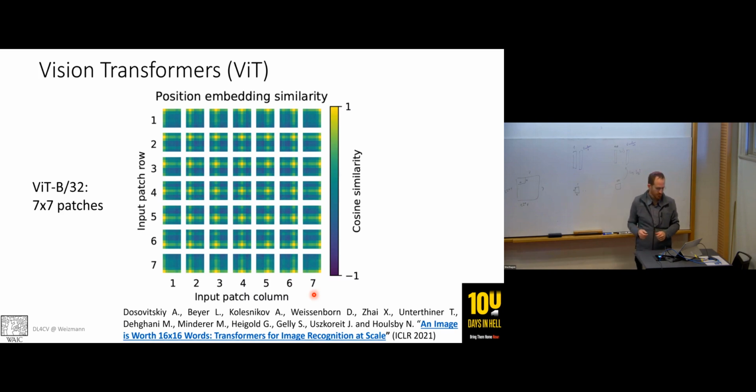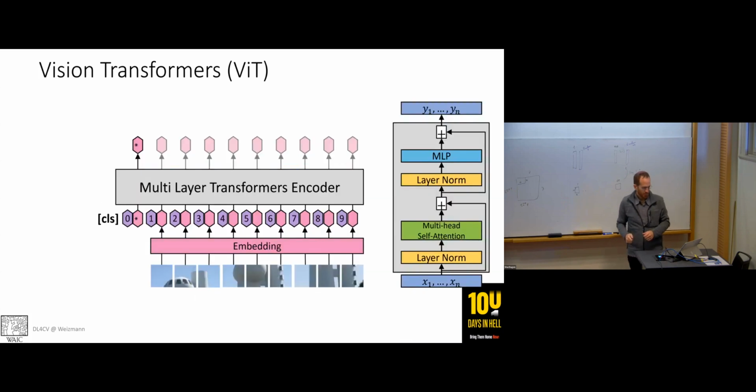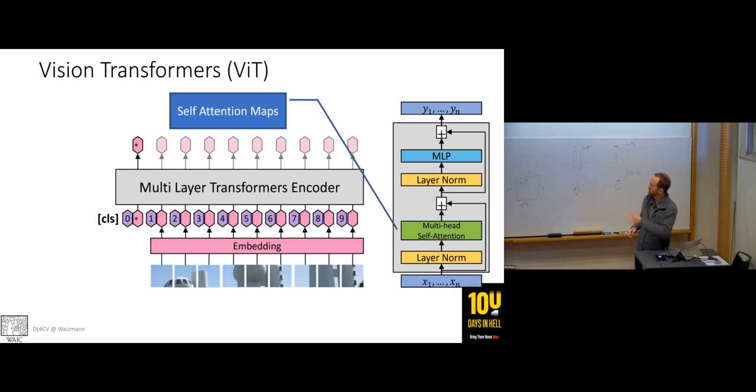Okay. Next, so we talked about the embedding, the input layer. Now we can talk about the attention heads inside these blocks. So we have an image, we project it, we add the position encoding, and now we process it, and we have the attention between all tokens inside a layer. And we can actually look at these attention maps.